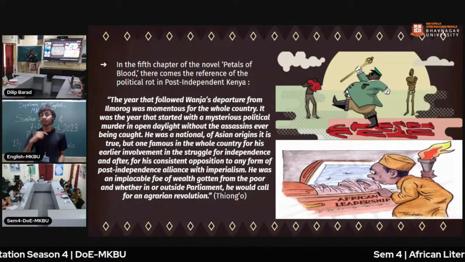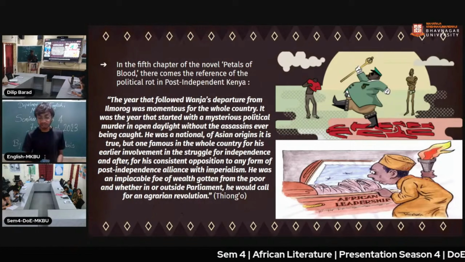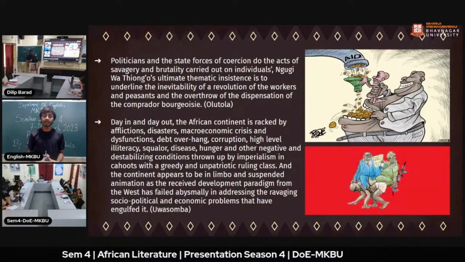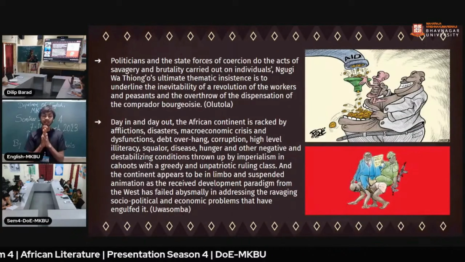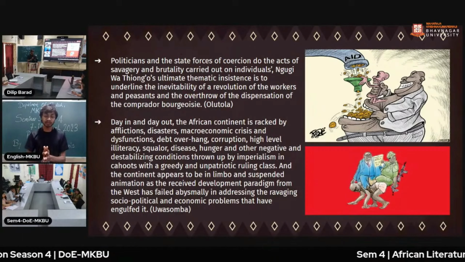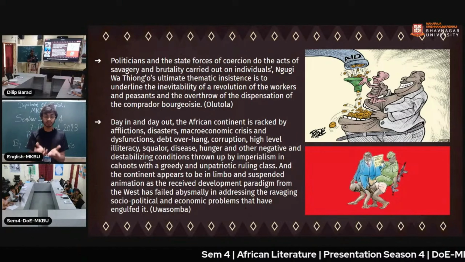So it is totally taped around. So it cannot do anything. So it just stays there, it sees, but it is unable to do anything. So it is the African leadership. And in the next slide, I have mentioned the politicians and the state forces. So how Olutola writes that politicians and the state forces of coercion do the acts of savagery and brutality.